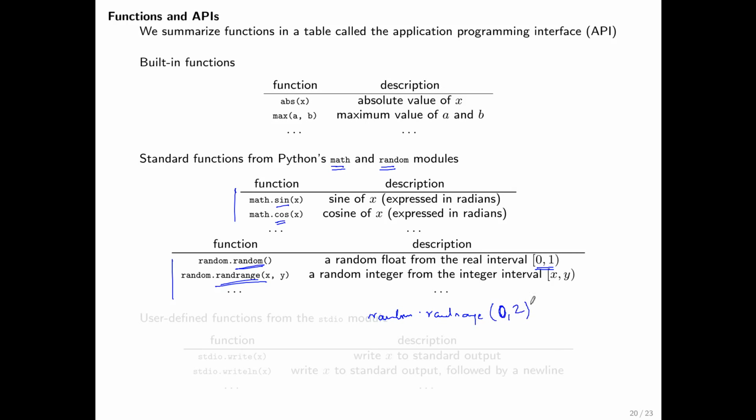All right. Why is it not going to return 2? Well, look at the documentation. The second argument is not inclusive. All right. So this will return 0 or 1 with probability half, right? So if you make 100 calls to this function with these arguments, you'll get 0 about 50% of the time, and you'll get 1 about 50% of the time, right?